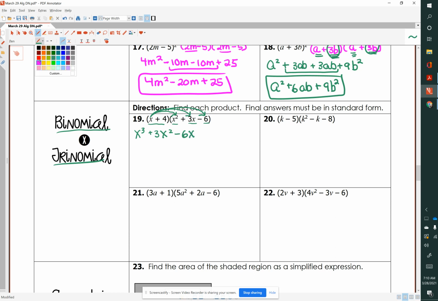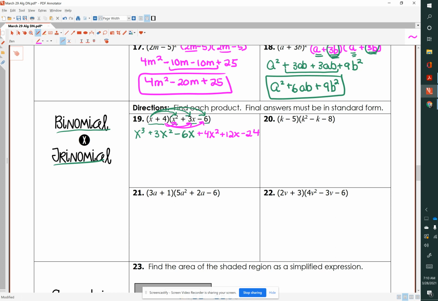Now, I'm going to change the color here. Now I'm going to do the 4 times x squared, and they're both positive, so it's positive 4x squared. And now the 4 times the 3x, which would be positive 12x, and then the 4 times the negative 6, which would be negative 24.